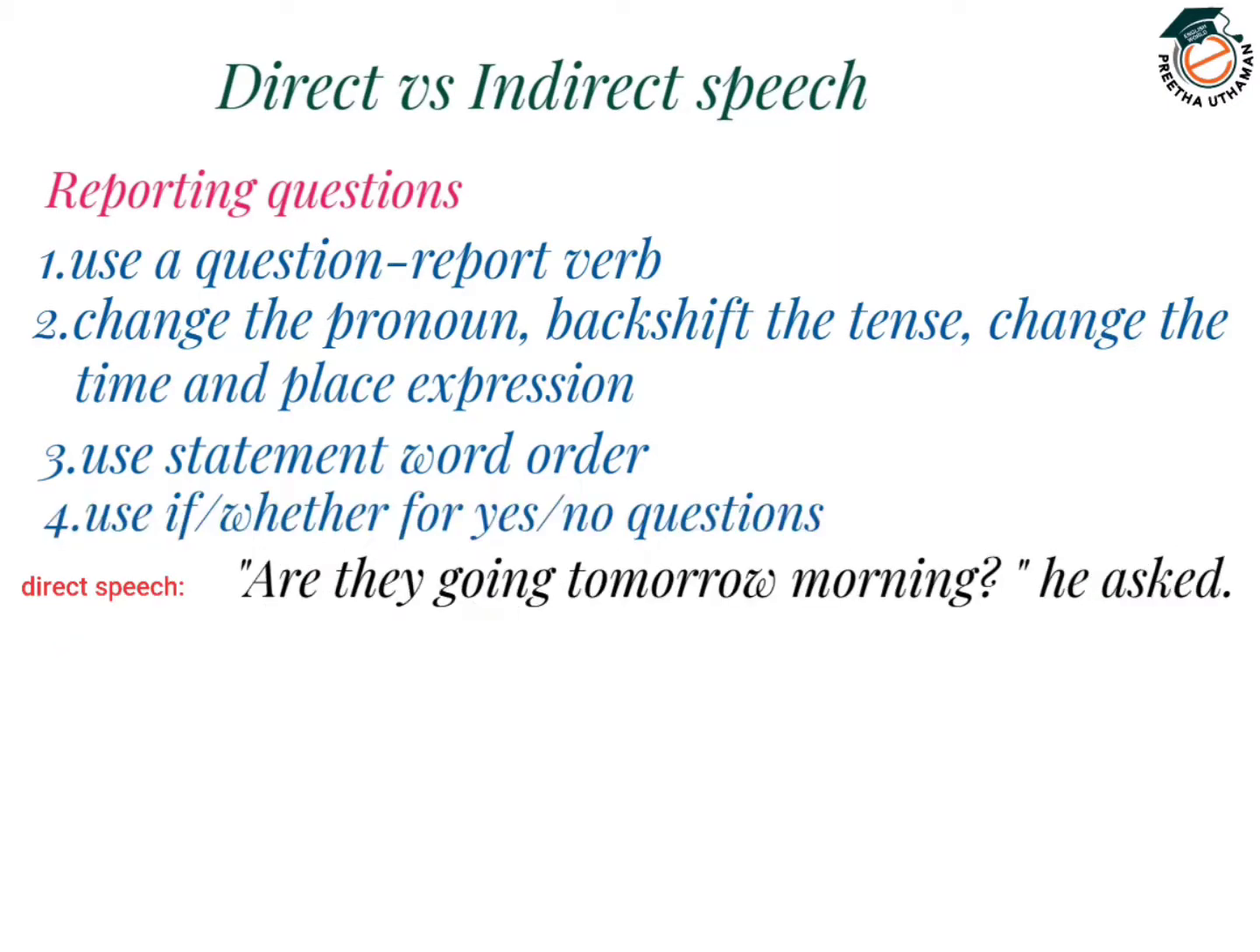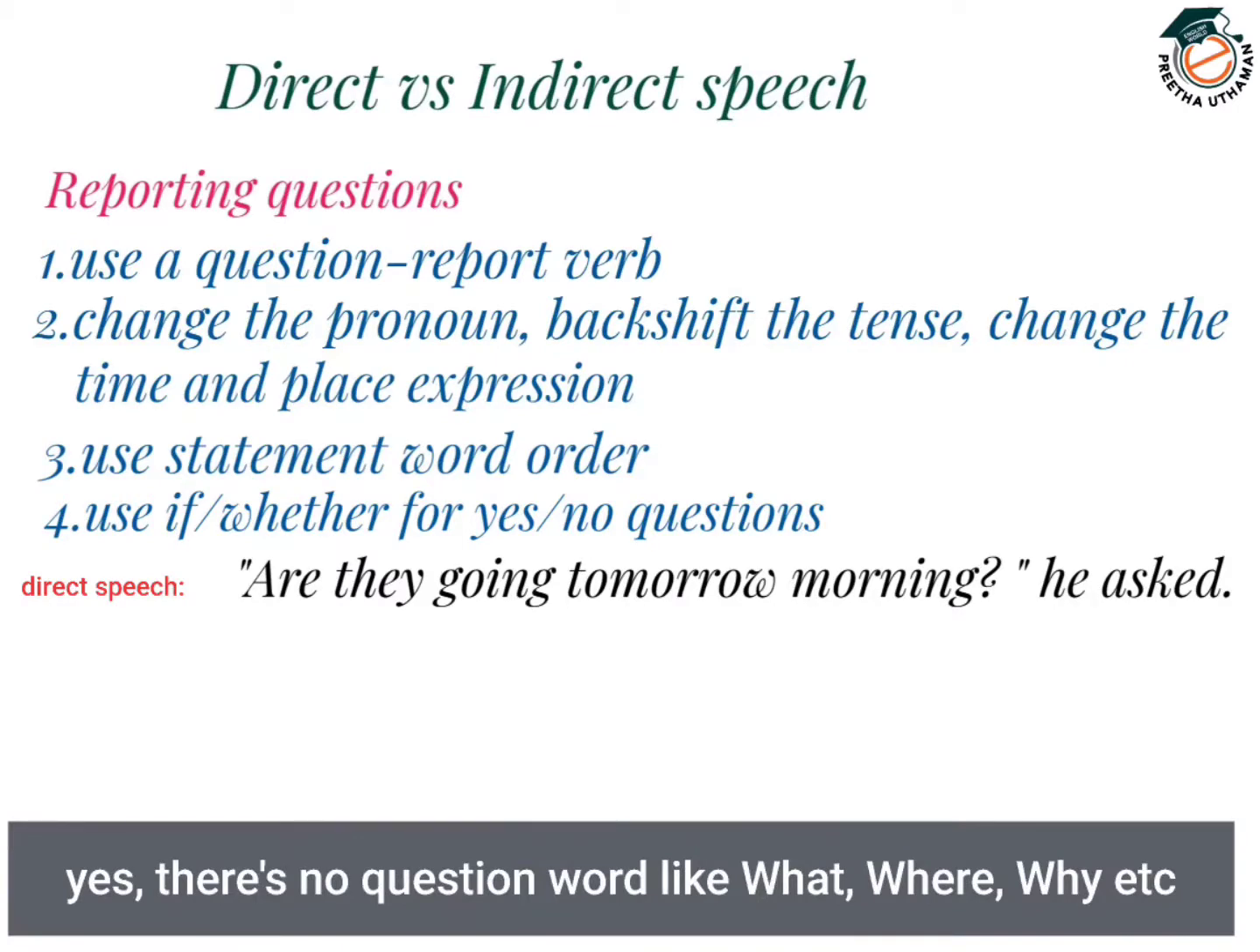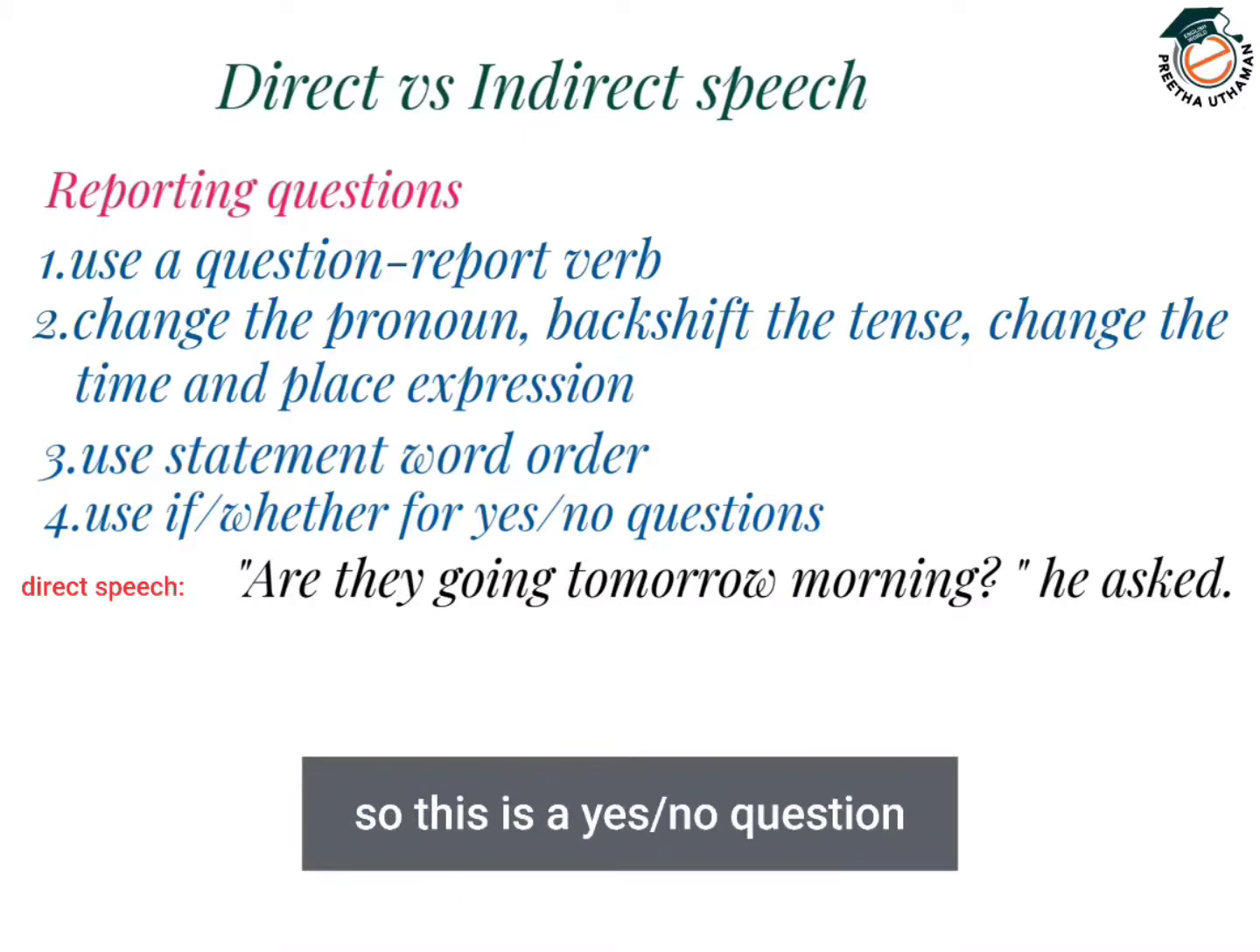Friends, the rules are explained in detail in part 1. Please do watch. Next example. Are they going tomorrow morning? He asked. You'll notice there's something different about it. Yes, there's no question word like what, where, why, etc. So this is a yes-no question.